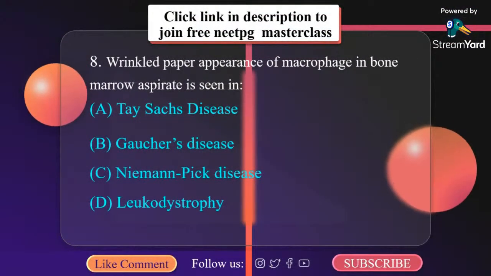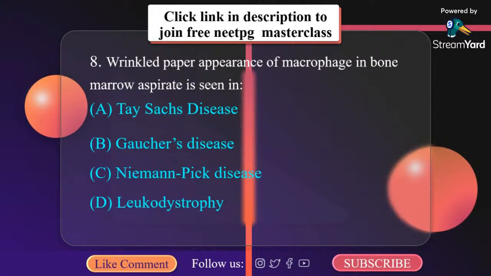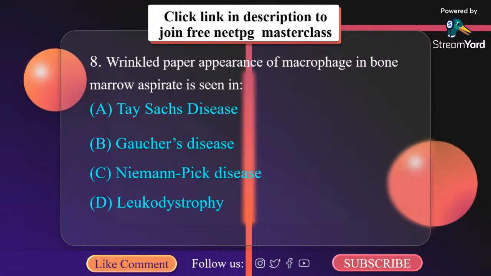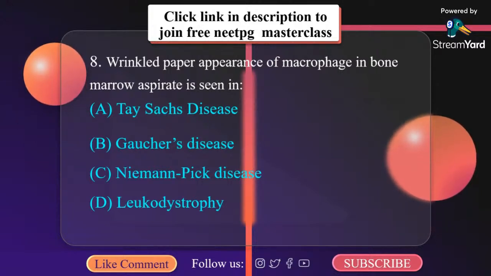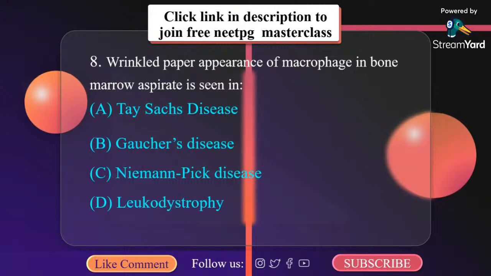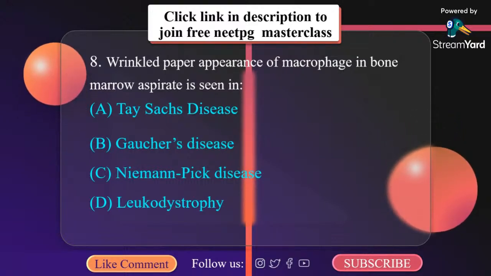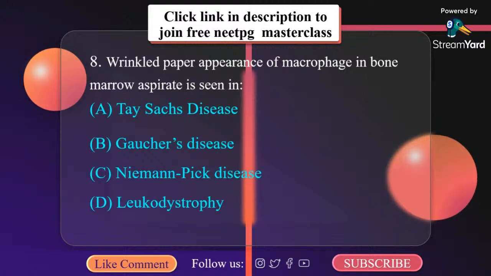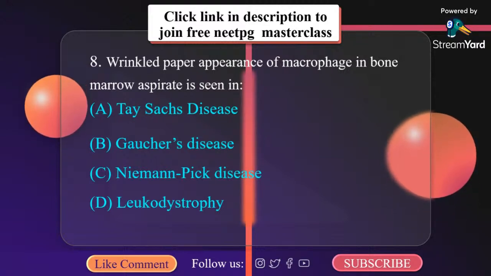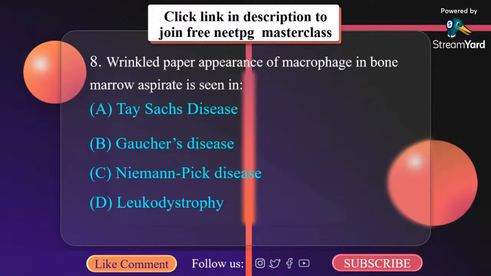Wrinkled paper appearance of macrophage in bone marrow aspirate is seen in A. Tay-Sachs disease, B. Gaucher's disease, C. Niemann-Pick disease, D. Leukodystrophy. Wrinkled paper or crumpled paper appearance of macrophage in bone marrow aspirate is seen in Gaucher's disease. So the correct answer here is B, Gaucher's disease.